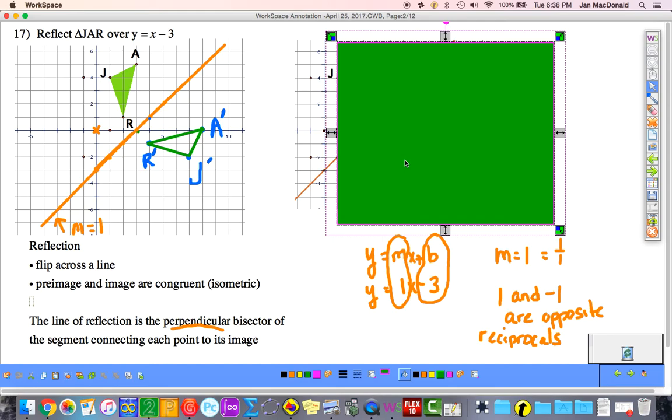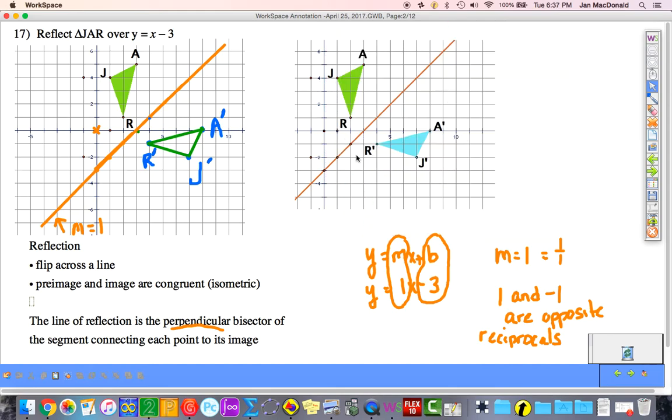And let's take a look at our final product. Voila! Here is triangle JAR, and here is its reflection across the line y equals x minus 3. And here, let me just identify the origin. The origin was right here. So you can see, again, here's our y-intercept, down 3 from the origin. And here's the line, y equals x minus 3.